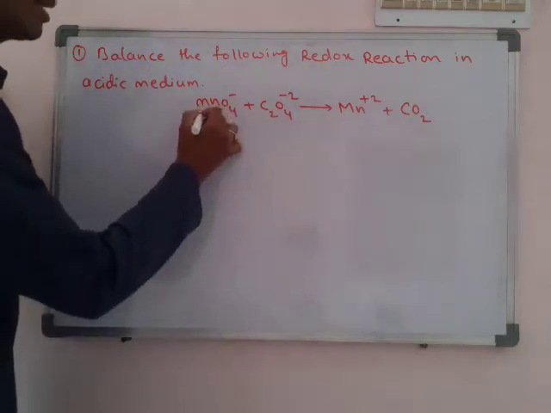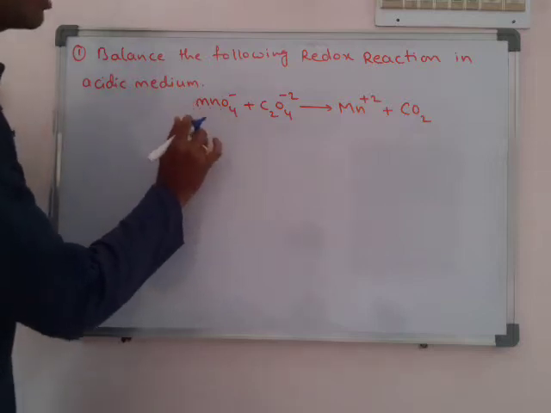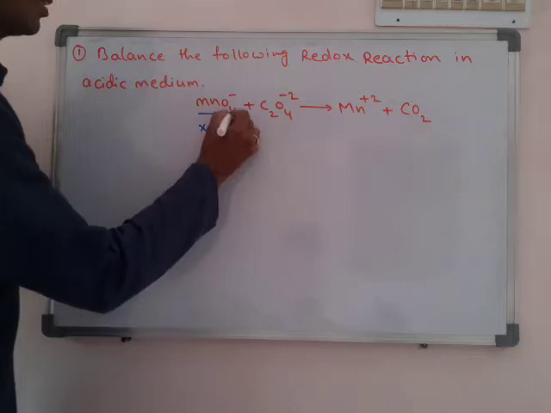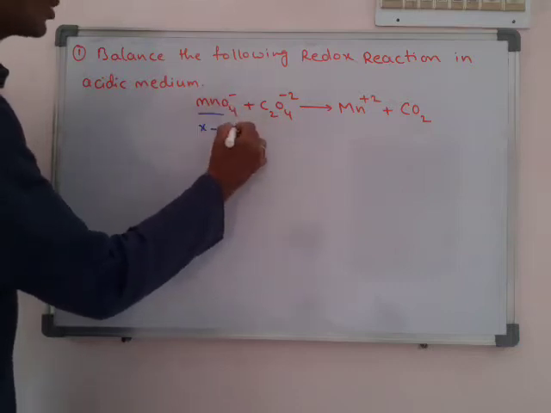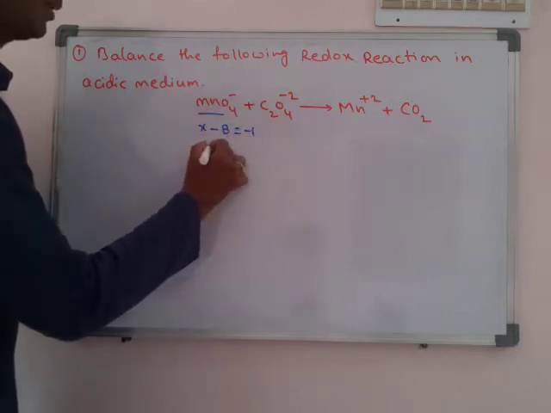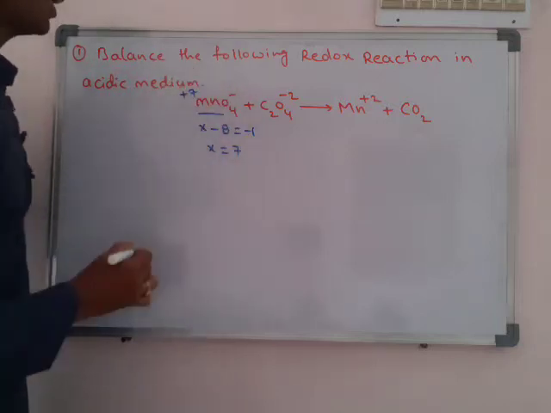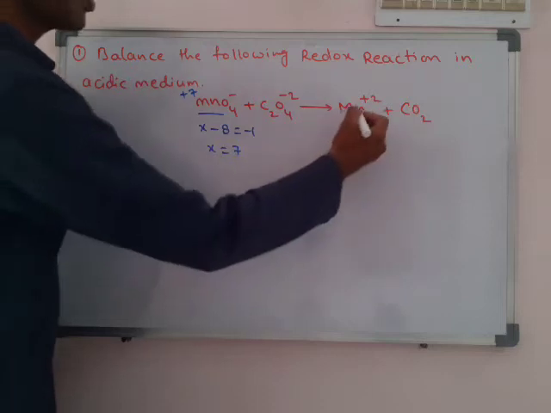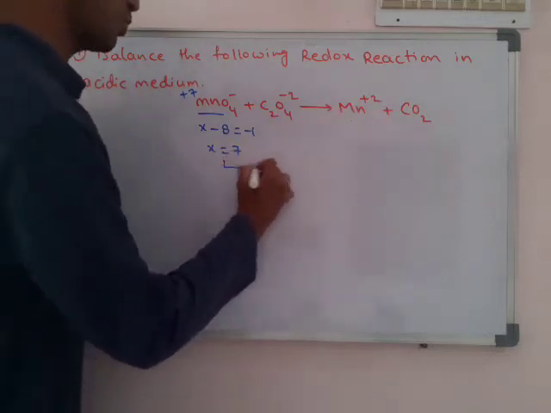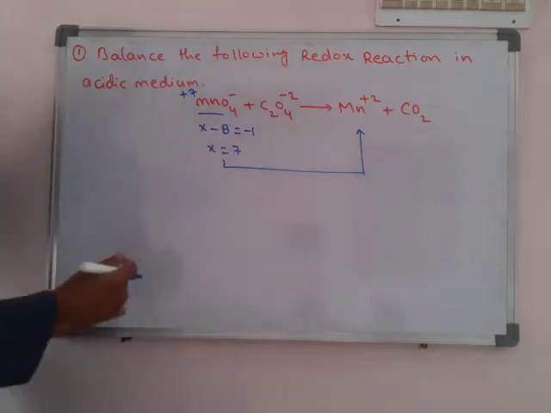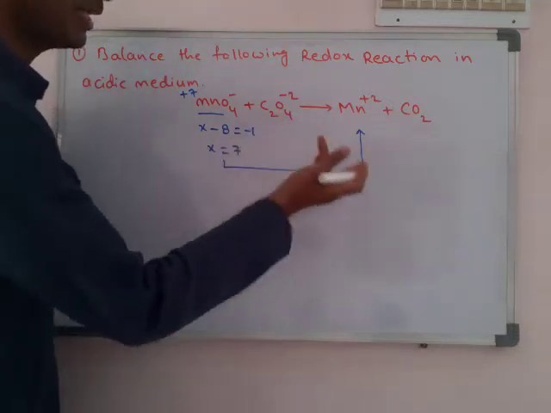So what is the oxidation number of manganese? X plus 4 times minus 2, whole charge is minus 1, X equals 7. So the manganese position is plus 7. It is given manganese plus 2, so it is a reduction reaction. Decreased, so automatically the carbon will be oxidation.